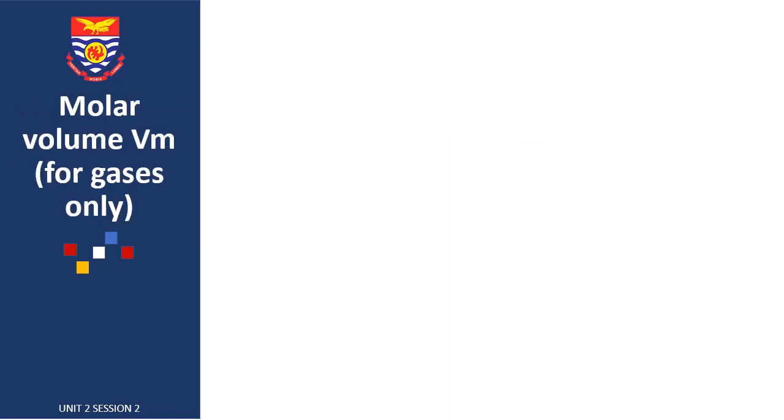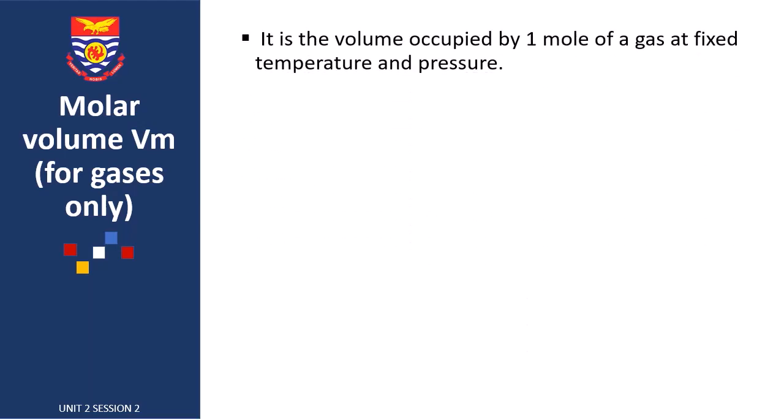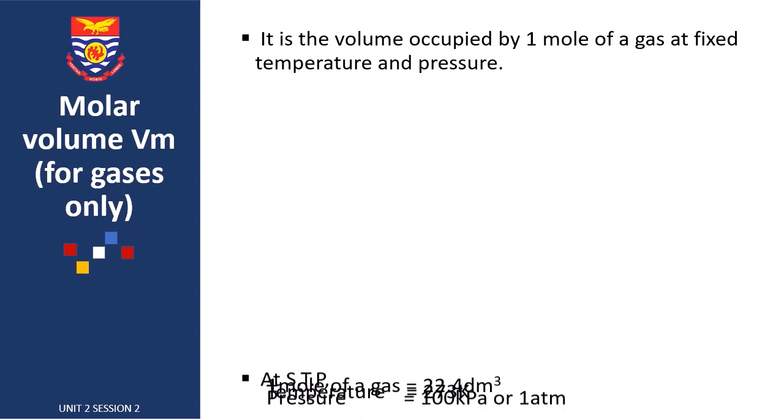The next is molar volume, and it's usually for gases, and we define this as the volume occupied by 1 mole of a gas at fixed temperature and pressure. So the space that 6.022 by 10 to the power 23, that's Avogadro's number of a gas would occupy at fixed temperature and pressure. Remember, we need these parameters to be fixed.